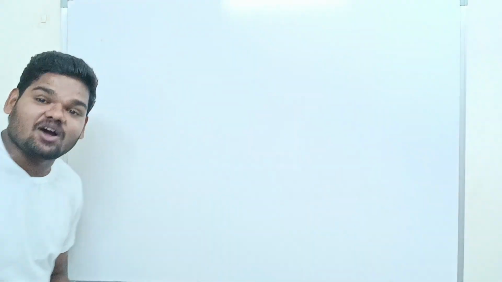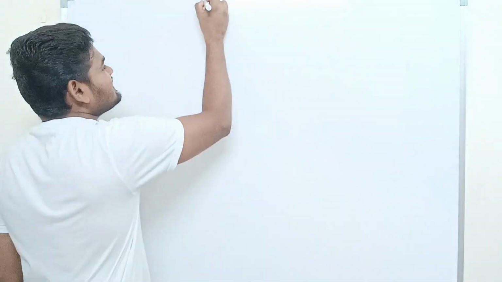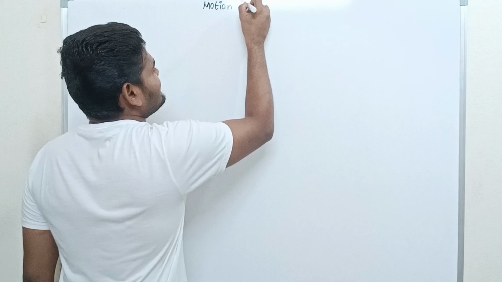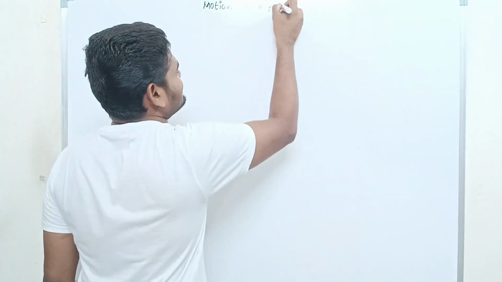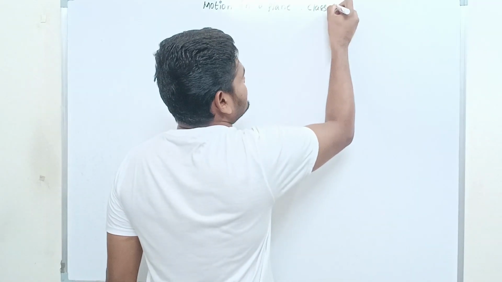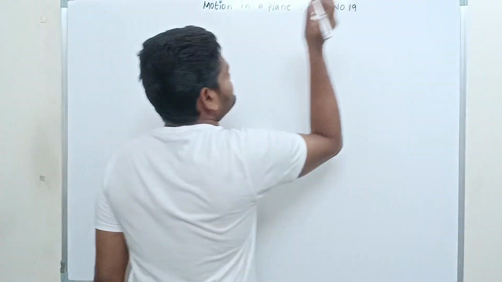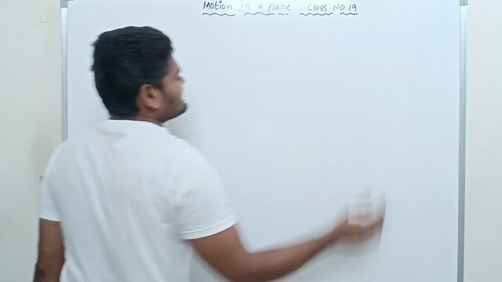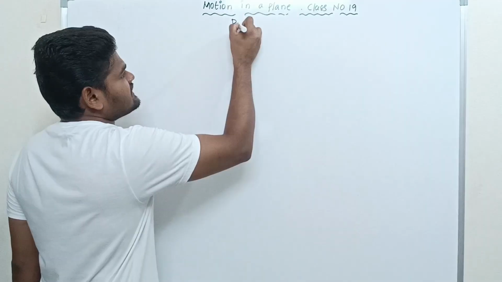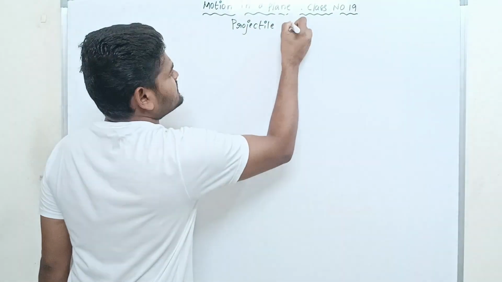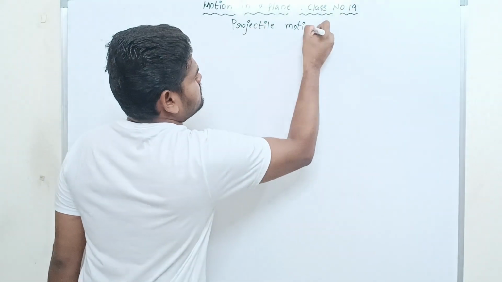So what is the chapter going on? The chapter is motion in a plane. This is class number 19. So what is today's concept? Projectile motion part 2.